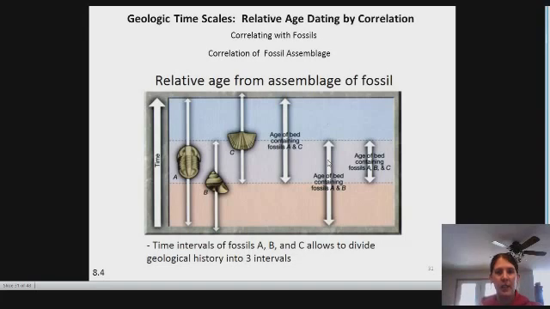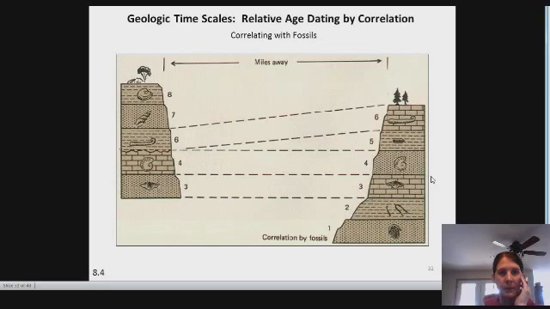So this boundary here, where it contains all 3, gives us a really good ending point for the first unit and a really good starting point for the third unit. You see how that breaks that down? So the disappearance or the appearance of different fossils can really give us a good relative time period for a rock unit.